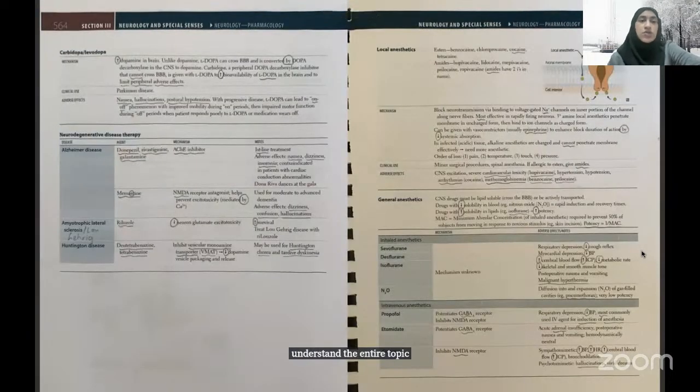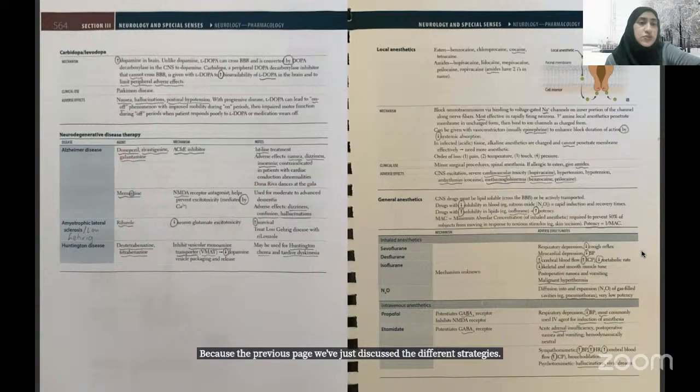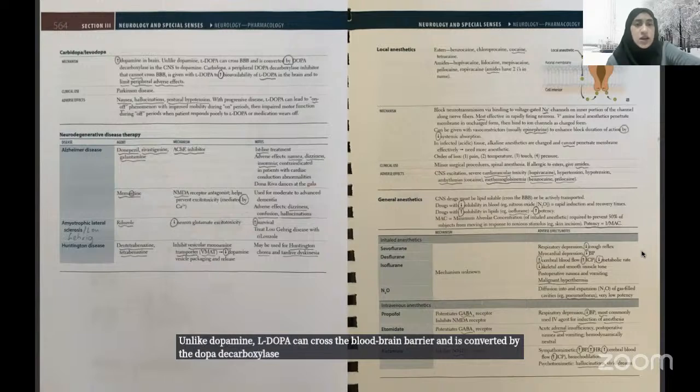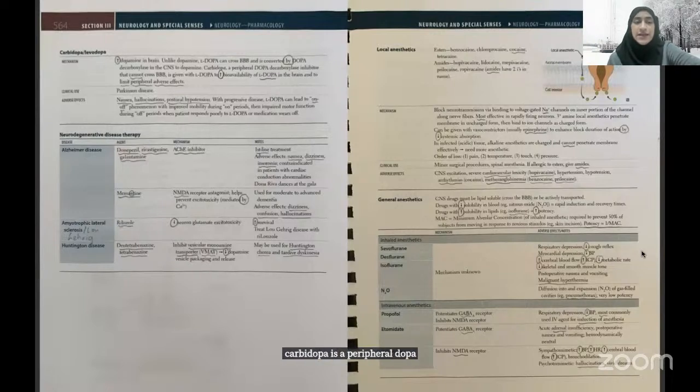All right, now we're gonna talk a bit more about carbidopa and levodopa because on the previous page we've just discussed the different strategies. Now here, both these drugs increase dopamine in the brain. Unlike dopamine, L-dopa can cross the blood-brain barrier and is converted by the dopa decarboxylase in the CNS to dopamine. Carbidopa is a peripheral dopa decarboxylase inhibitor that cannot cross the blood-brain barrier. So here is an important difference.